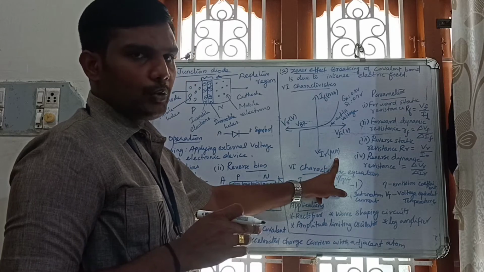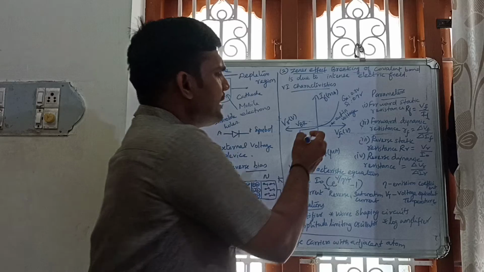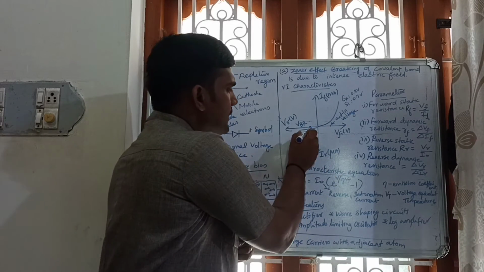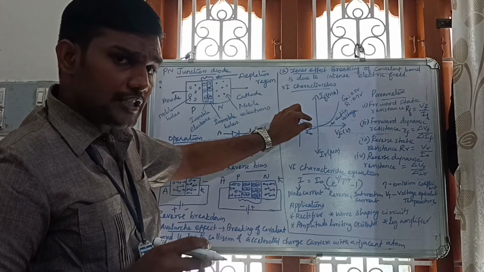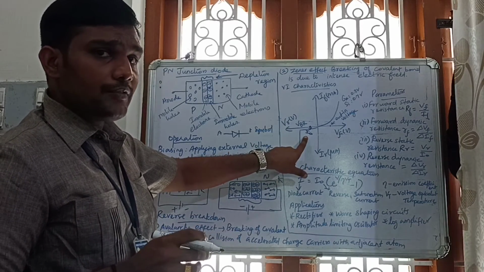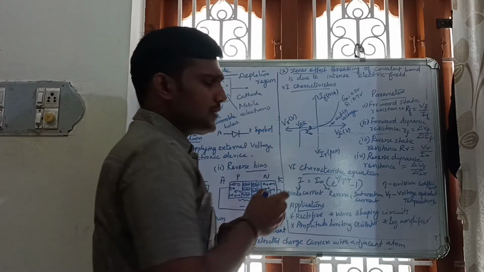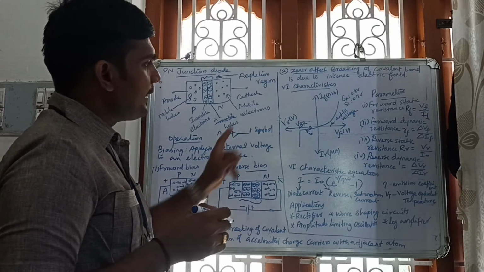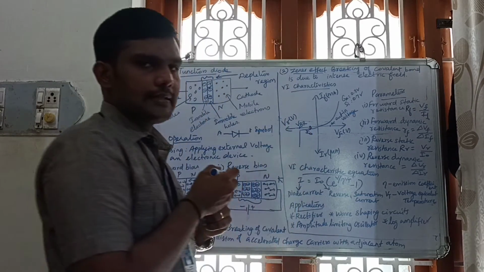Reverse current is in microamps. If you increase the reverse voltage, initially there is a very small amount of current, in microamps, which is known as the reverse saturation current. This very small current is due to the minority carriers, and it is denoted by I naught. If you increase the reverse voltage further, breakdown occurs. This breakdown is due to the avalanche effect or the Zener effect. After the breakdown occurs, the current increases sharply.